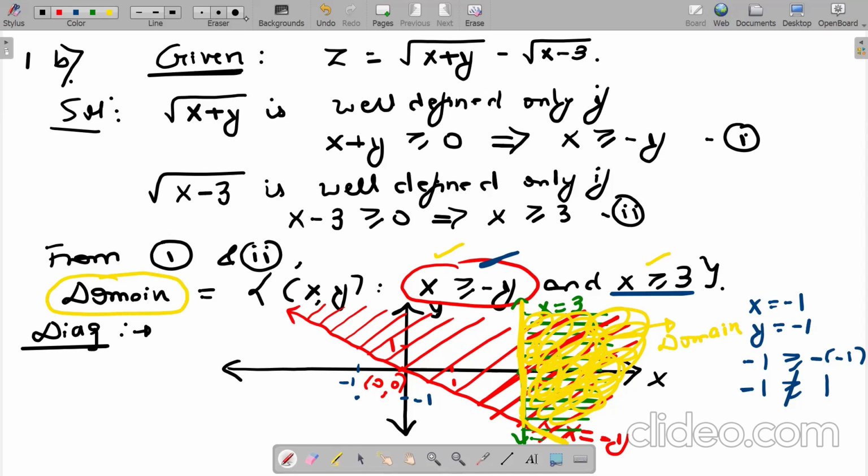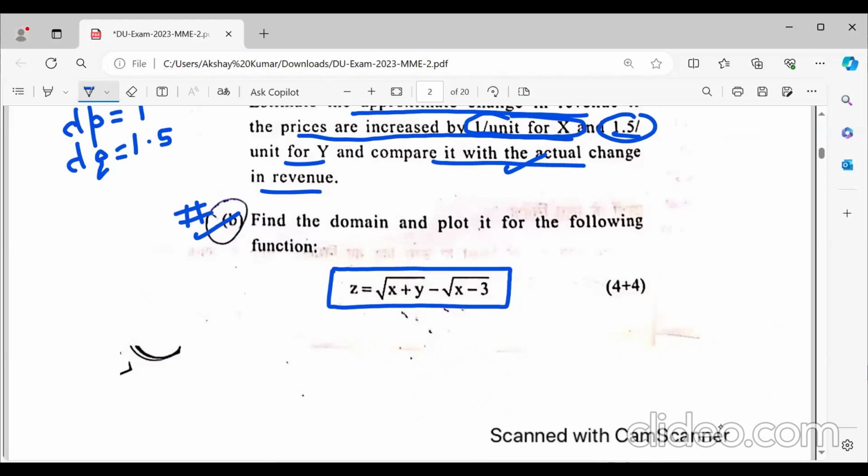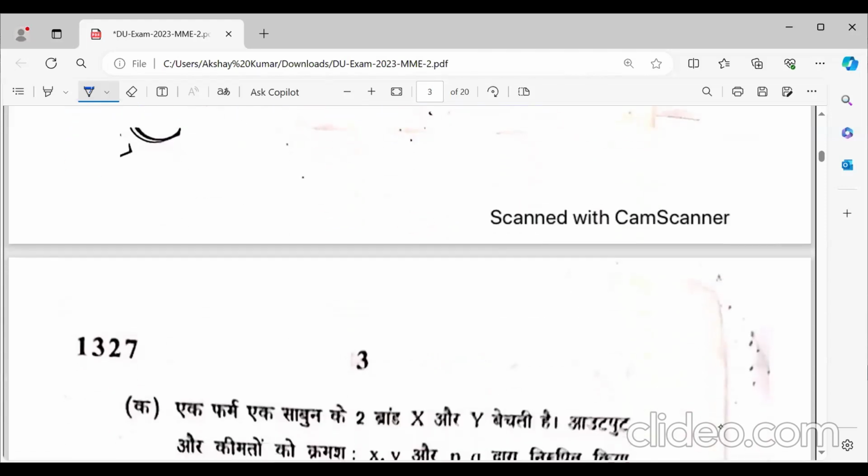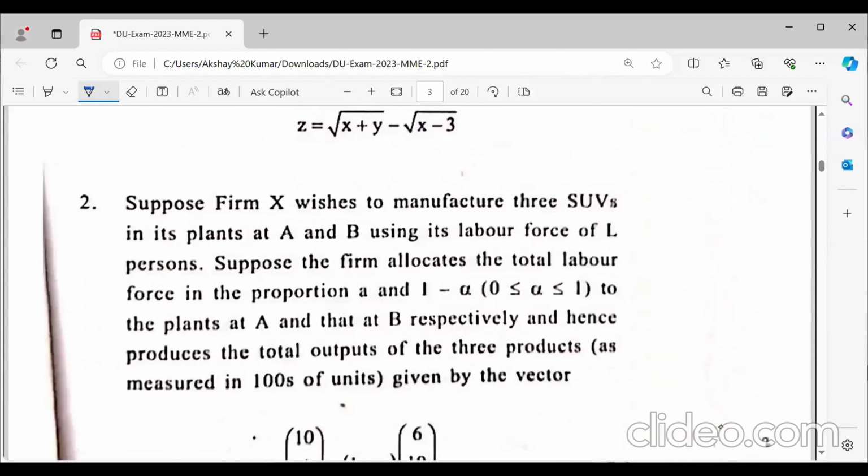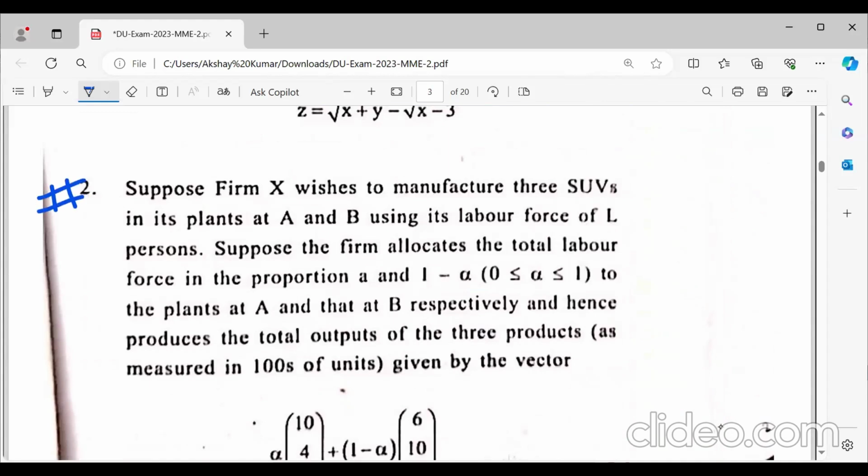The objective of this lecture was to discuss with all students the first problem which came up in the 2023 exam for the intermediate mathematical methods for economics course at Delhi University. In the next lecture, I'm going to start with the discussion of the next problem.